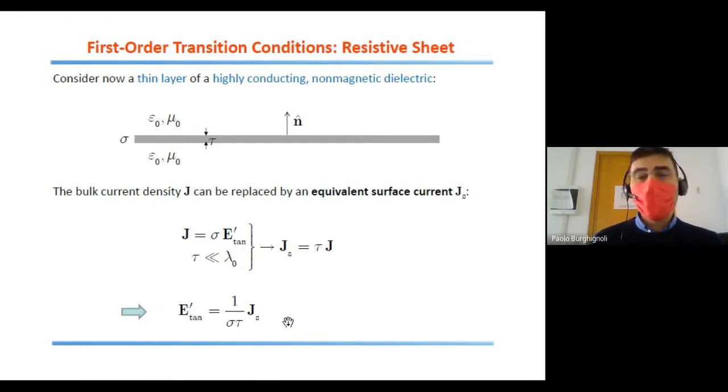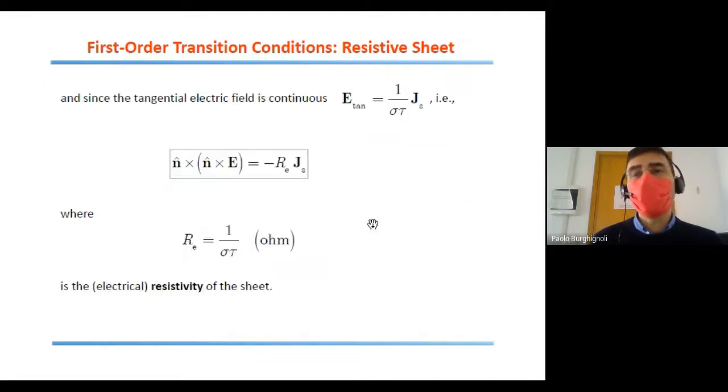However, since the tangential field is continuous at the boundaries, we may replace the electric field inside the medium with the electric field in vacuum at the interface with this infinitesimally thin sheet, thus obtaining a relation between the external tangential electric field and the surface current density that flows in this sheet.